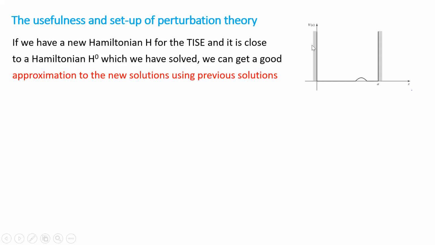As an example, here's the infinite square well, which we're familiar with. And suppose we have just a little bit different potential with a little bump here. Then that's pretty close to the Hamiltonian of the infinite square well, which is 0 all the way across here. Just this tiny little bump is a small difference. So we can get a good approximation to the solutions of the system with the small bump using our previous solutions and some expressions which come out of the setup of perturbation theory.